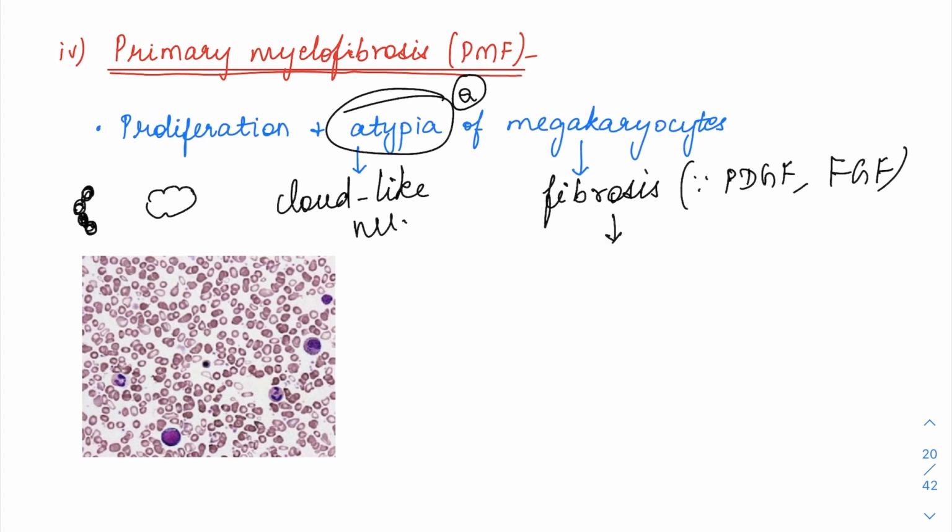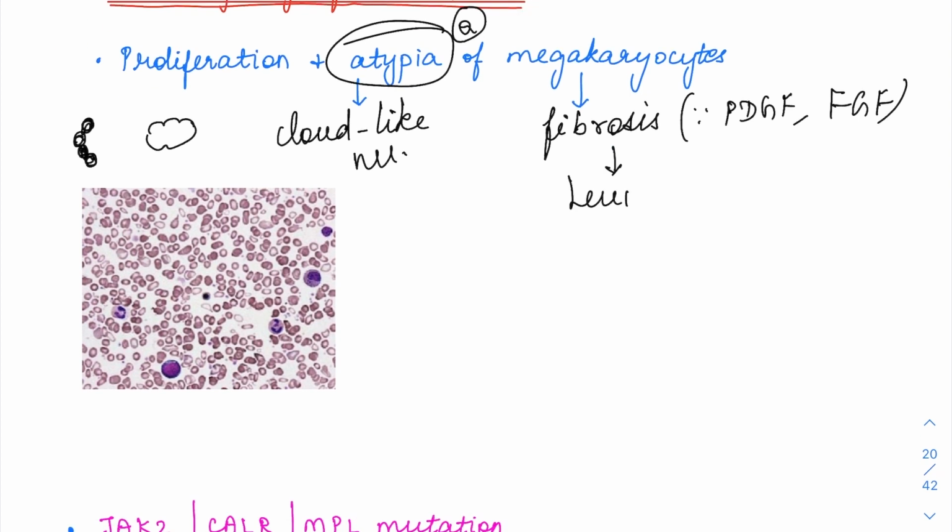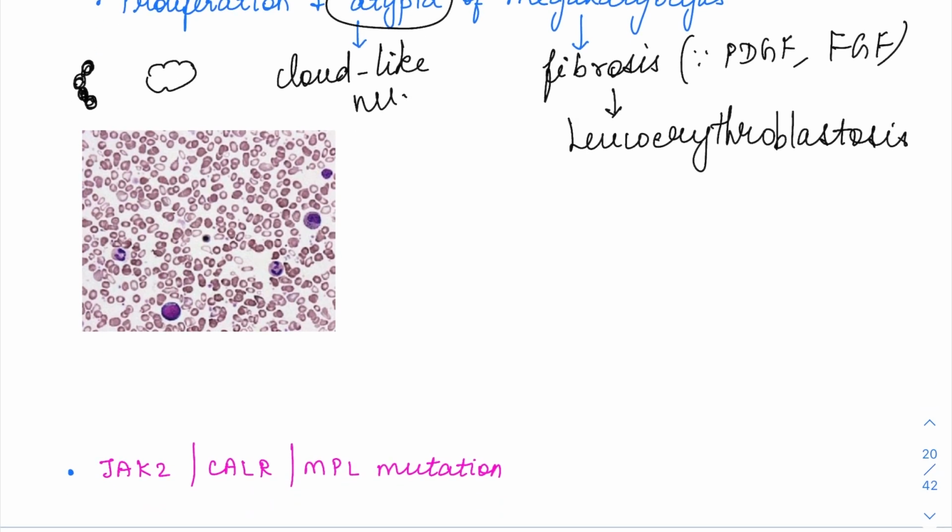Because there is fibrosis, in the blood picture, if you see, there is going to be leukoerythroblastosis. Leukoerythroblastosis is nothing but immature WBCs and RBC precursors present in the peripheral blood. Normally, we don't see immature precursors in the peripheral blood, right? So in this picture, there is going to be leukoerythroblastosis. Myelocytes will be present, metamyelocytes are going to be present. Apart from that, you are going to see nucleated RBCs in the peripheral blood. So that is called leukoerythroblastosis, which is again a classical finding in PMF.